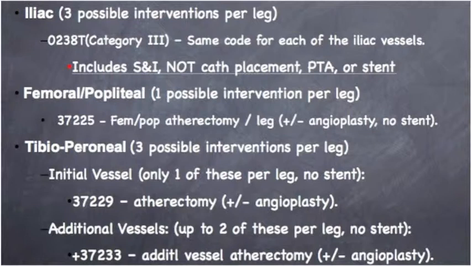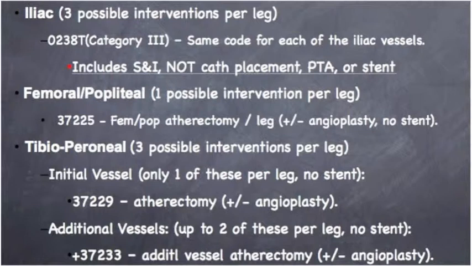When we get down into that fem-pop distribution, atherectomy in this segment of vessels is extremely common. And in a lot of cases, we'll see pretty extensive atherectomy procedures being performed all along the course of this distribution. Since this is all considered to be one vessel for coding purposes, they only give us one code for it. So whether we do one atherectomy or two or three atherectomies in this segment of vessels, we're only able to report this FEMPOP atherectomy code, the 37225, just one time.